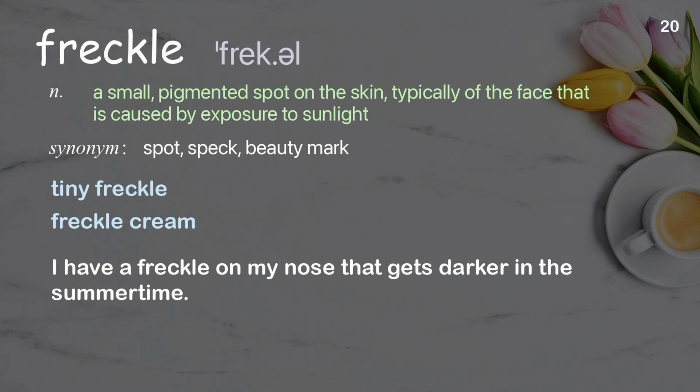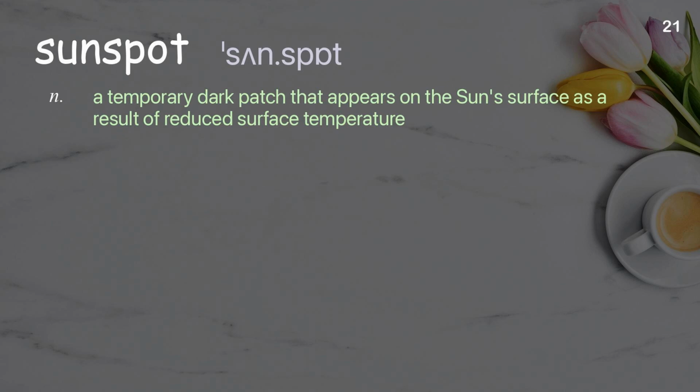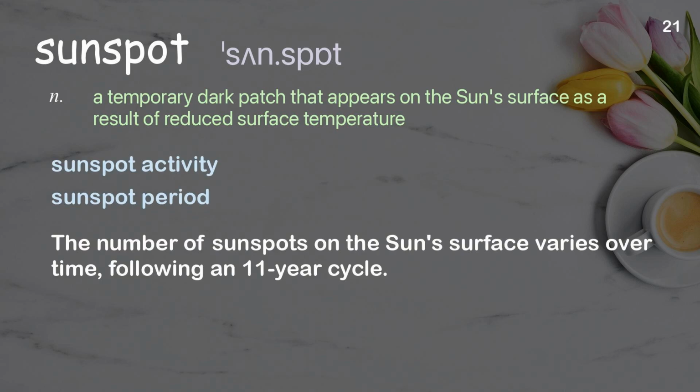Sunspot. A temporary dark patch that appears on the sun's surface as a result of reduced surface temperature. Examples: Sunspot activity. Sunspot period. The number of sunspots on the sun's surface varies over time, following an 11-year cycle.